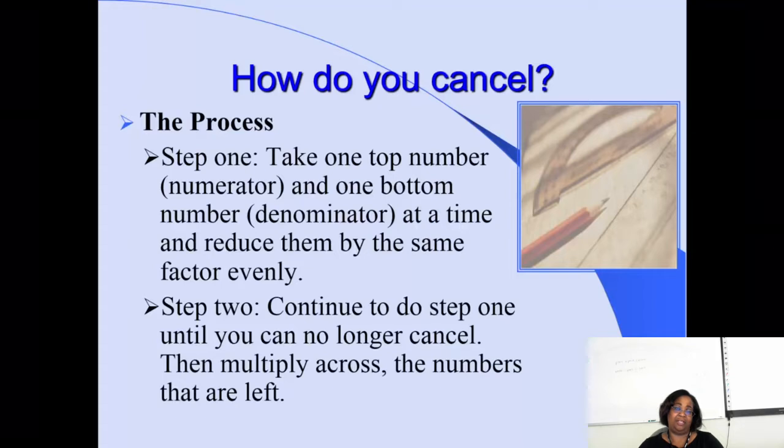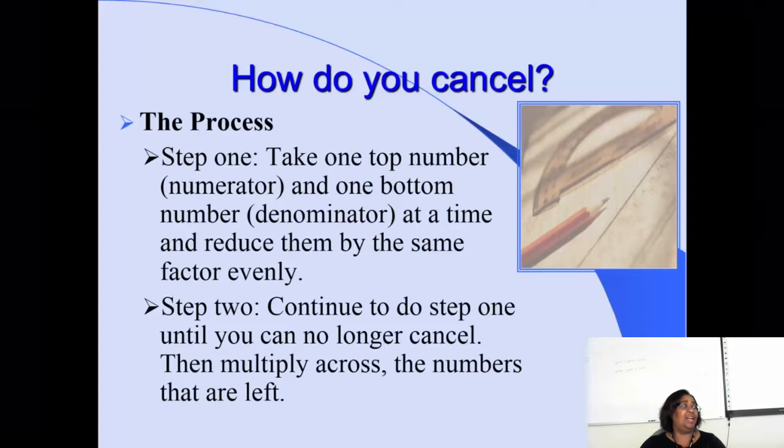Now this is the process. You take one top number, which is your numerator, and one bottom number, which is your denominator, and reduce them by the same factor. Now when we reduce, we have to divide, and we divide completely where there's nothing left over. And that's the same as saying that we factor them evenly. Now after we have divided, you keep dividing until you can no longer divide.